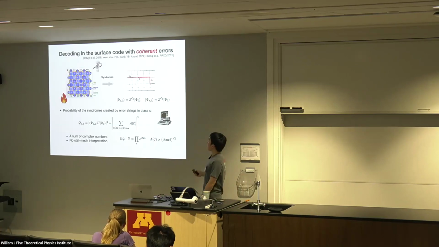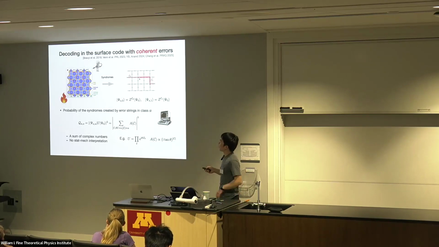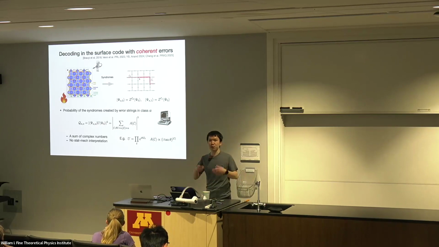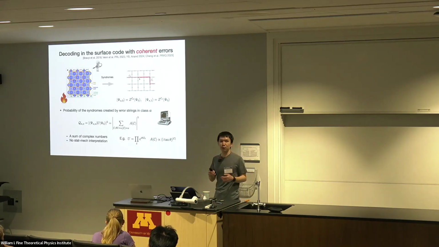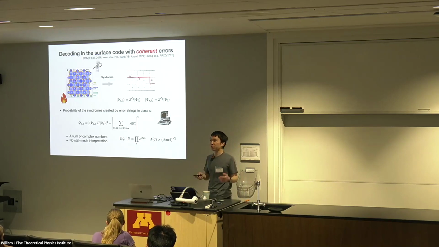Okay, as I mentioned, there's another class of error which we call coherent error. You should keep in mind that the simplest example of coherent error is just a single-qubit rotation acting on every single qubit. For decoding in the surface code with coherent error, people actually started thinking about this question only about 10 years ago.